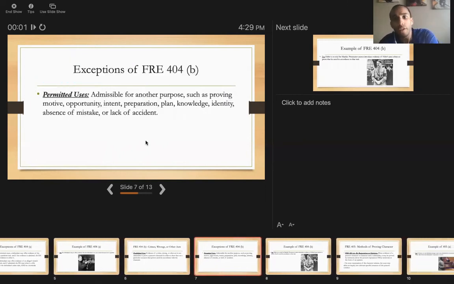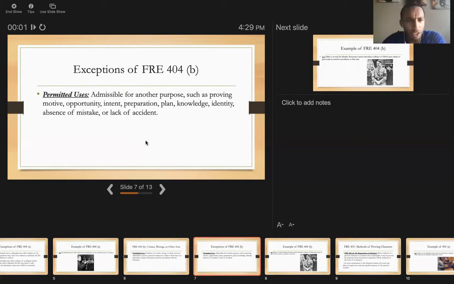So the only exception to 404B is that it is admissible for another purpose. So the crime that the defendant committed, a robbery, say 5 years ago, would be admissible only if it's for a different purpose, such as proving motive, opportunity, intent, preparation, plan, knowledge, identity, absence of mistake, or lack of accident.